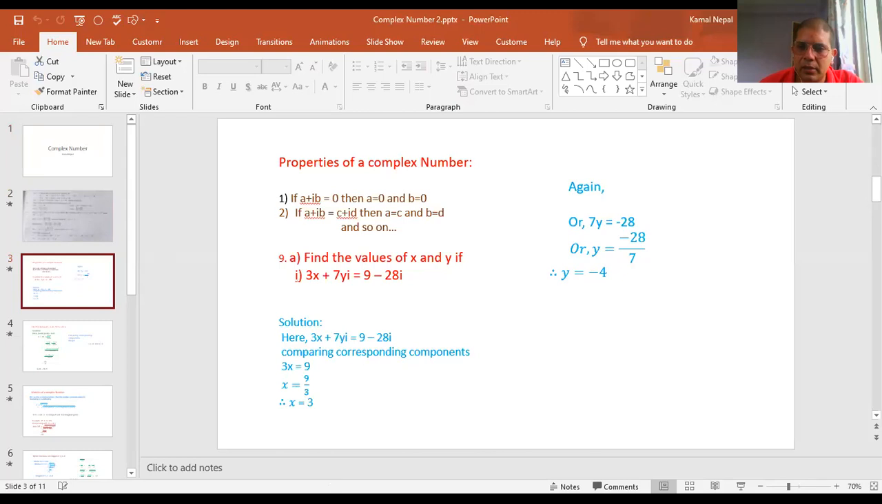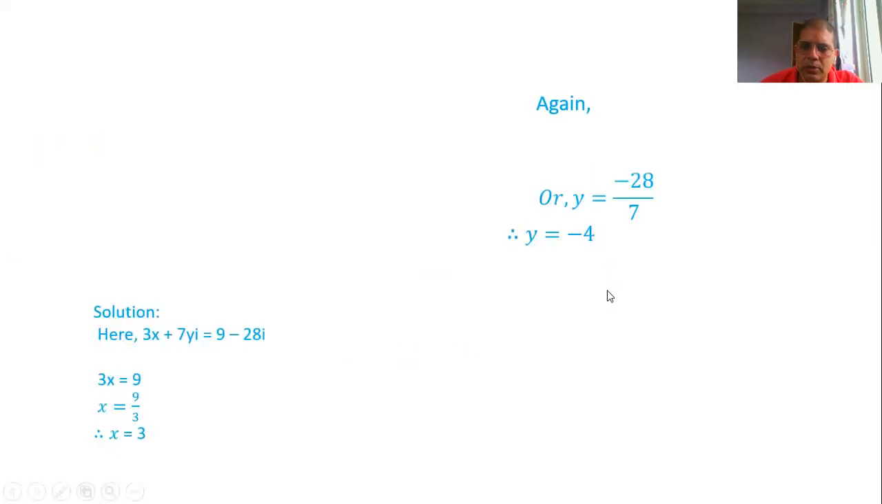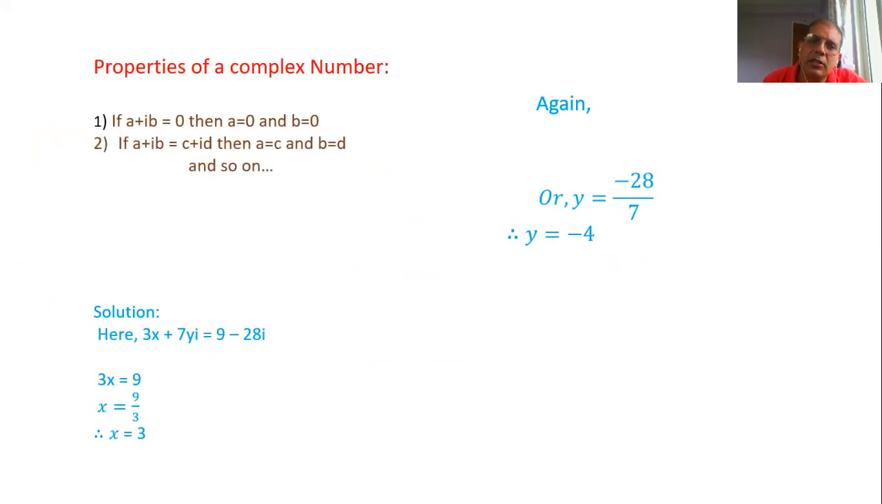Now, for this one, I want to give you some concept. Now, properties of a complex number. If a plus ib is equal to 0, then a is equal to 0, b is also equal to 0. Then you can suppose 0 plus ib is equal to, yes, it is 0. So a is equal to 0 and b is equal to 0. Then a plus ib is equal to c plus id. These two complex numbers are equal. Then a is equal to c and b is equal to d. Don't forget, you should write down the real parts are equal and imaginary parts are also equal. So a is equal to c and b is equal to d. So and so on. You can do this one.